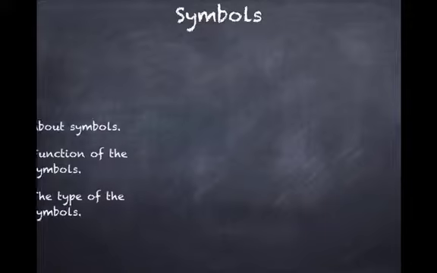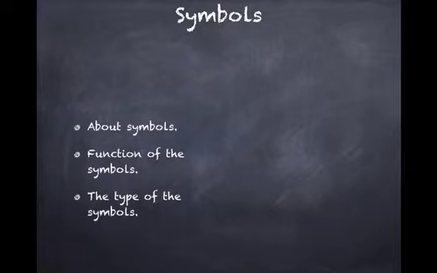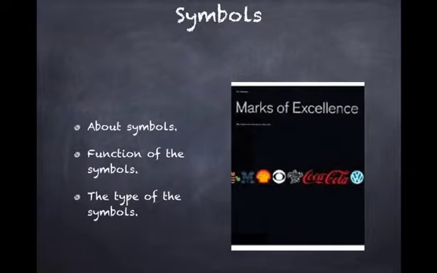A symbol is a thing that could represent something. A symbol could be formed by words, sound, gestures, and visual image. A symbol's function is as an alphabet of human thought. Most symbols are telling a message.